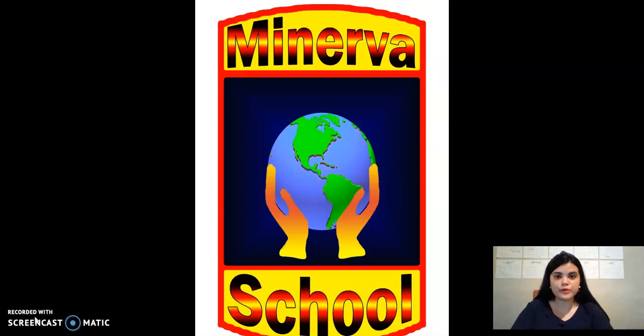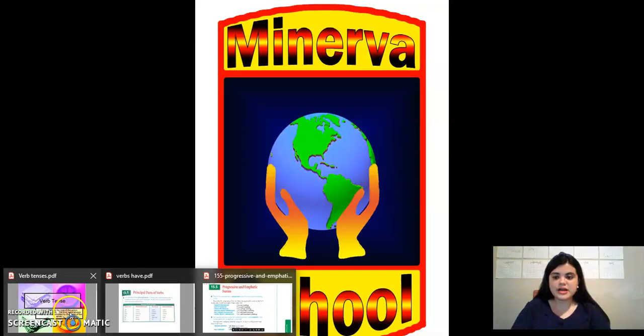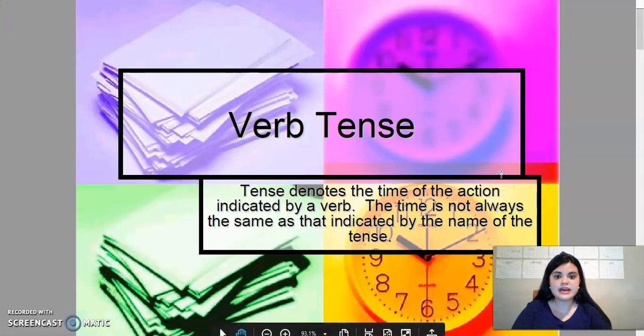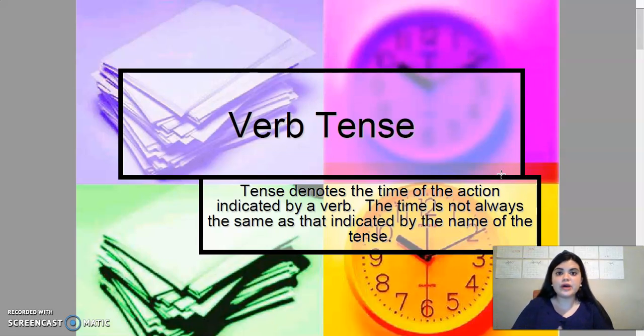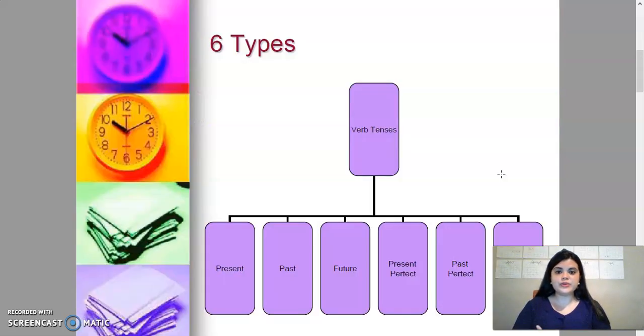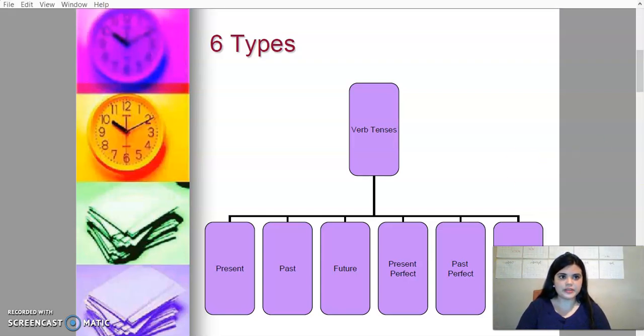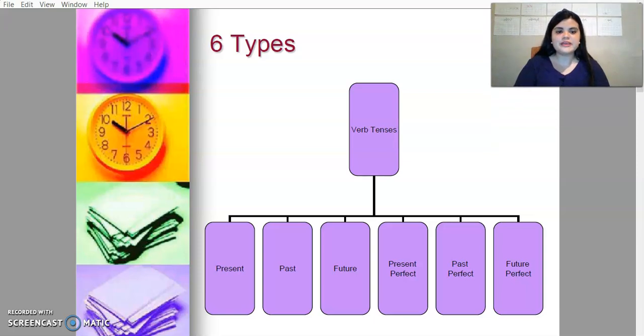Okay, so let's go over what we learned before, and we will also go over the new topic about future perfect. Okay, so let's see. Now we were saying last time that verb tenses talk about actions. Okay, so we have different types of verb tenses, and we always have 6. We already said that: present, past, future, present perfect, past perfect, and future perfect, which you can see over there.